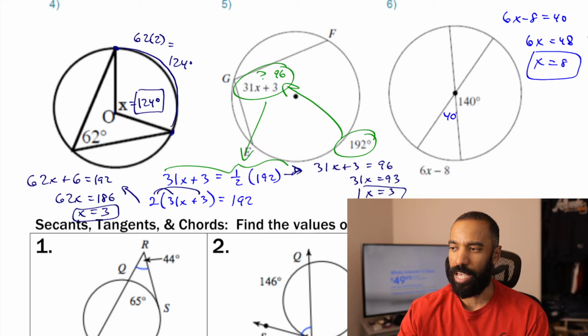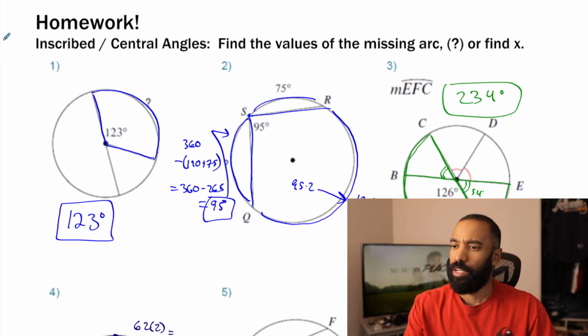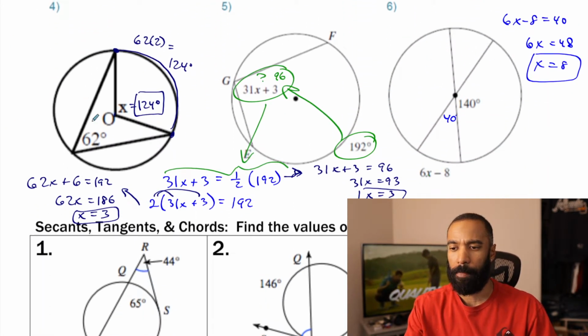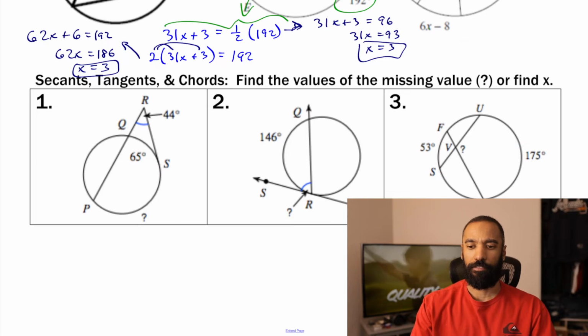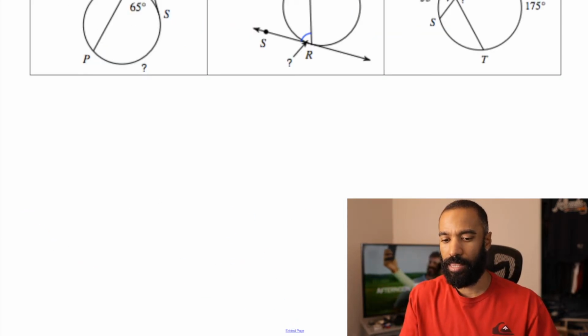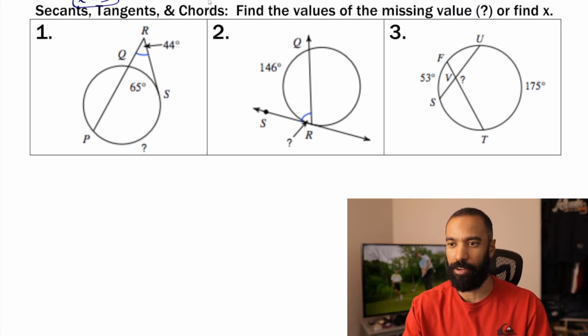And I believe they're just asking to solve for x, not find the actual arc measure. Let me see if they... because it says find the values of the missing arc or find x. Yeah, so x equals 8 in that scenario. Okay, that was the first 6. Let's keep moving forward. I got 15 more problems to do, and that took not too much time to do all those. Let's see if we can finish within the half hour.